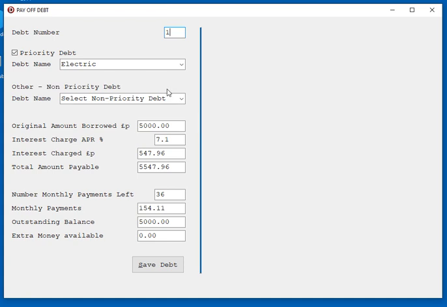Because if you pay off, let's just say you've got three bank loans and you owe 60 quid on one, 600 on the other, or 6,000 on the other, it's obvious you're going to pay off the one where you owe £60 first. So then you're just left with two debts, aren't you? Two bank loans, one with £600 and one with 6,000.